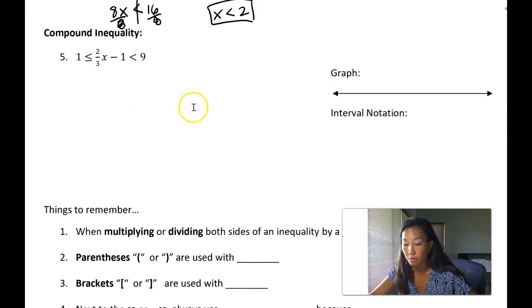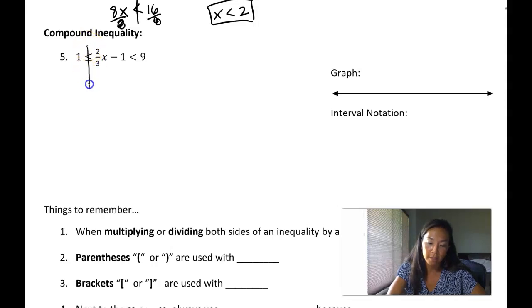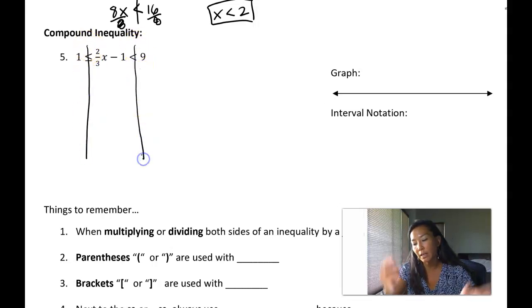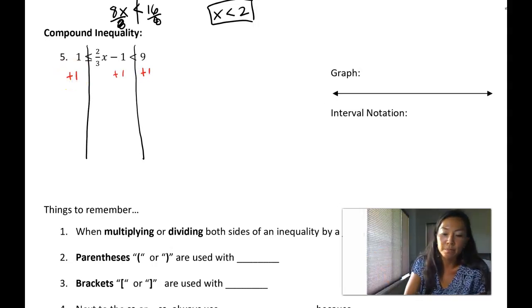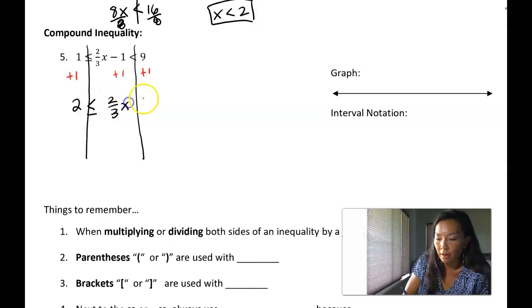And the last one we're going to do is a compound inequality. It's not that hard. Now, if my x is in the middle, what I do to one side, I have to do to all the other sides. Okay, so first thing we want to undo is that minus 1. And the way that you undo it is you add 1 to all 3. You're going to shift it all up by 1. So this is going to now say 2. And I got 2/3 x.